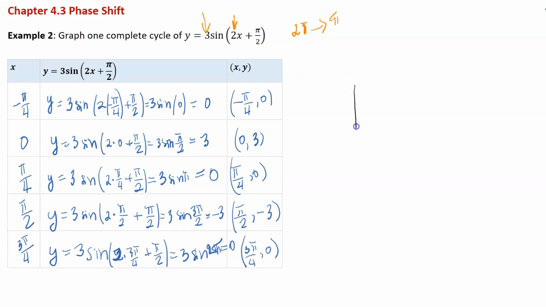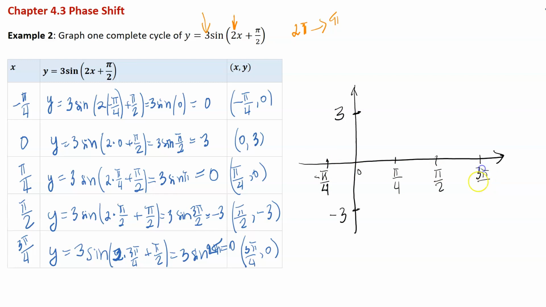Now let's transfer these points on a coordinate plane. Remember, y values change from negative 3 to 3, and x values from negative pi over 4 to 3 pi over 4. Let's transfer the points: negative pi over 4, 0; 0, 3; pi over 4, 0; pi over 2, negative 3; 3 pi over 4, 0, and connect the points. We can see from the graph that the horizontal shift is negative pi over 4.